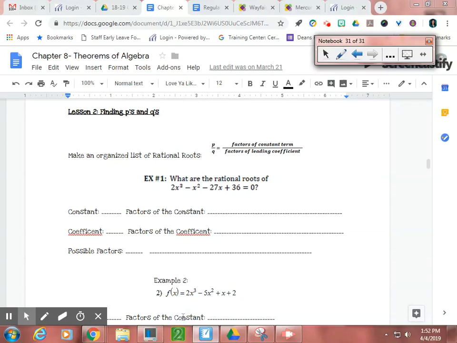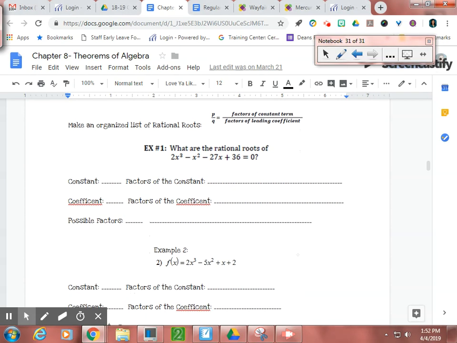This lesson is on finding our P's and Q's. Our P's and Q's are going to help us find the rational roots, or the factors, of an equation. Okay, so first let's break this down and look at this.